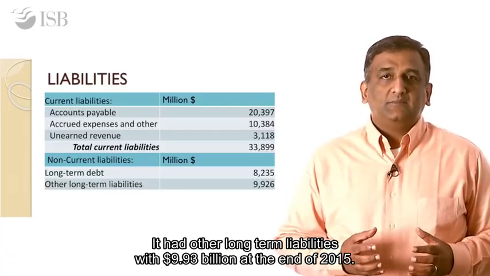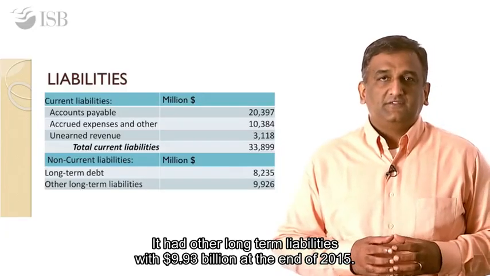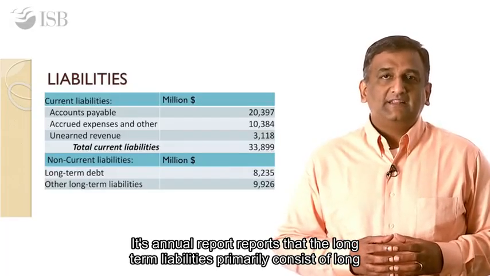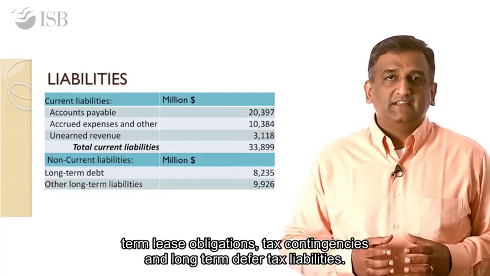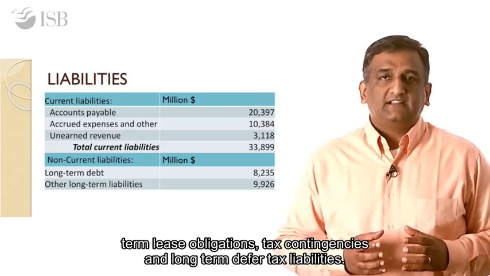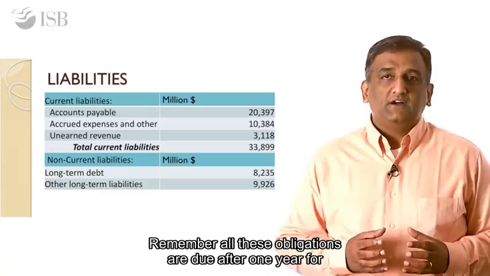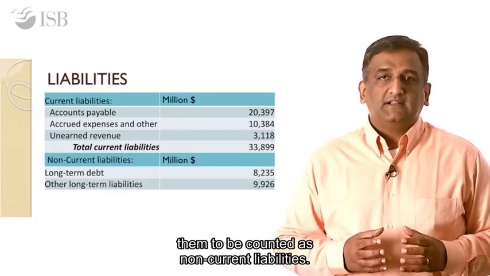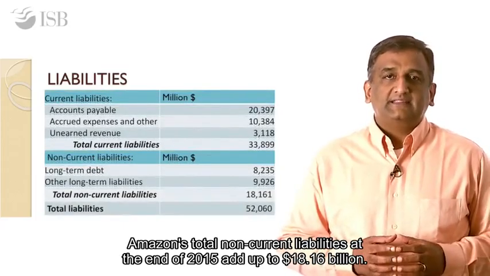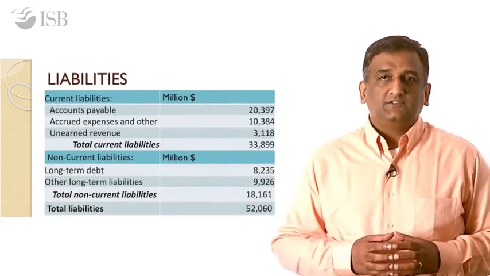It had other long-term liabilities worth $9.93 billion at the end of 2015. Its annual report reports that the long-term liabilities primarily consist of long-term lease obligations, tax contingencies, and long-term deferred tax liabilities. Remember, all these obligations are due after 1 year for them to be counted as non-current liabilities. Amazon's total non-current liabilities at the end of 2015 add up to $18.16 billion.